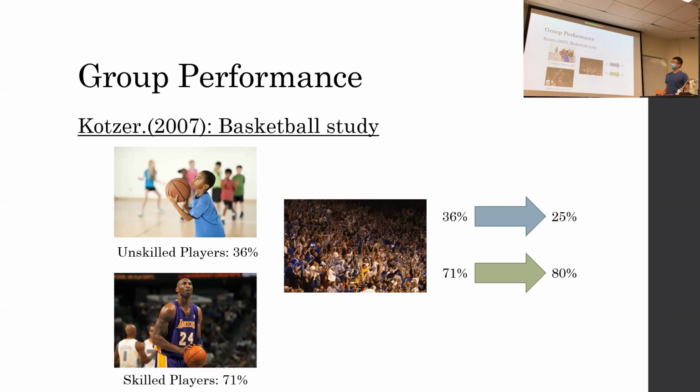So they did this basketball study. They found that for unskilled players, this is their percentage of shooting free throws, and for skilled players, that's the percentage of shooting free throws in the study. In a crowd, the unskilled players perform worse, but the skilled players perform better at shooting free throws. So it's another example to support the idea. All right. Any questions on this? All right, we good?